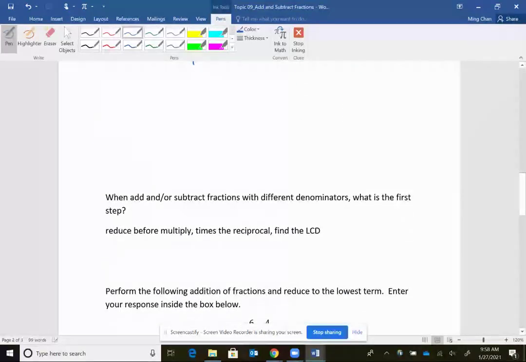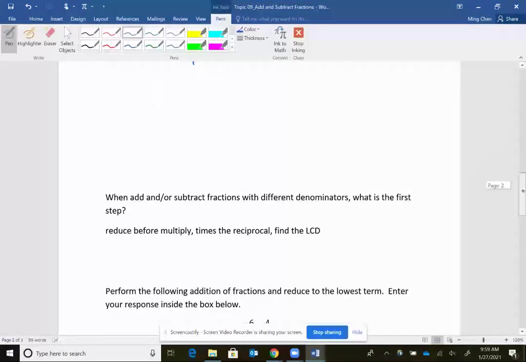Okay. All right, real quick, this is coming from the homework. I just want to talk about it. When we add and subtract fractions with different denominators, okay, if you have two different denominators, just like the example we just did, what is the first thing we always do? Reduce before multiplying is the first thing you do when we multiply fractions. Times by the reciprocal is actually the second step when we divide fractions, or maybe the first step too, because right away you have to say times reciprocal. So finding the LCD has got to be the first step when we add or subtract fractions.